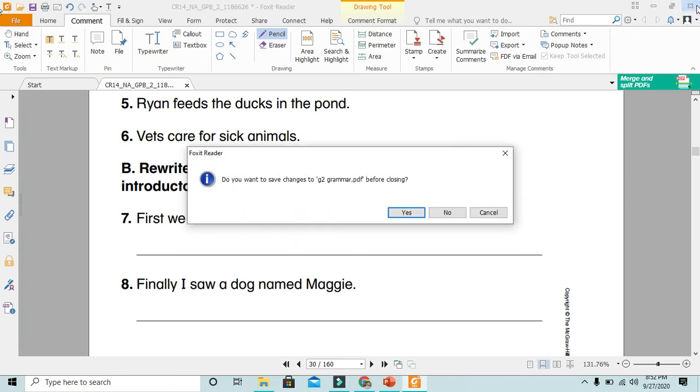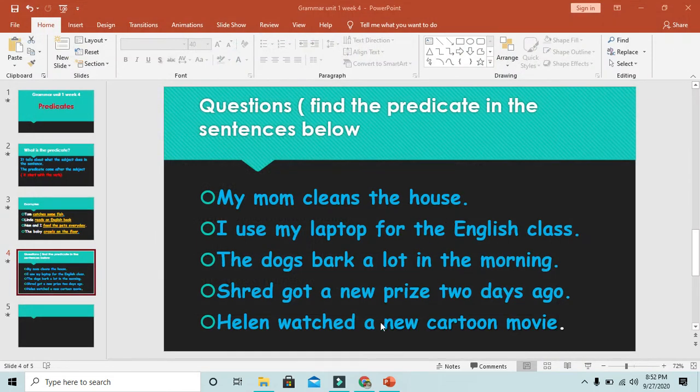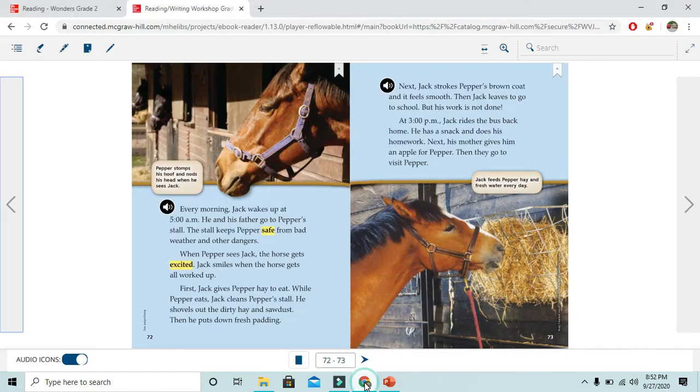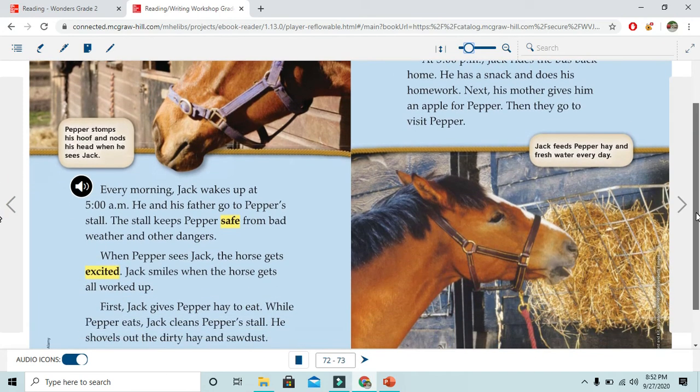Take out your reading books, please, and open them on page 72 and 73. Here again, on the same story, taking care of paper. Taking care of paper. Yes, this is paper. Let's read now.